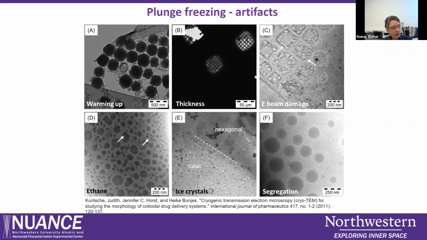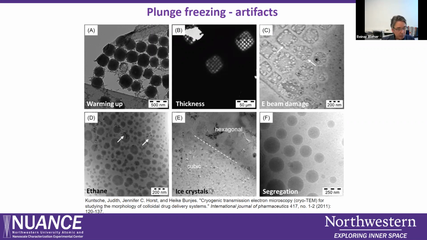D shows ethane residues from vitrifying procedure on a film of cubic nanoparticles. E shows hexagonal and cubic ice structures because of heating up of the sample with the electron beam. And F shows a segregation of particles in a film of the emulsion of particles. So we can see that larger particles are located in different areas than smaller particles, which is segregation.